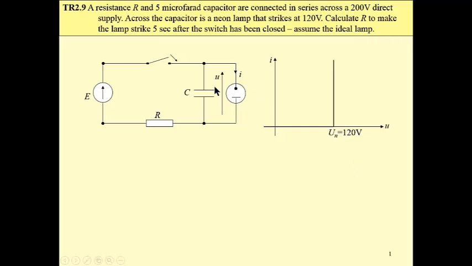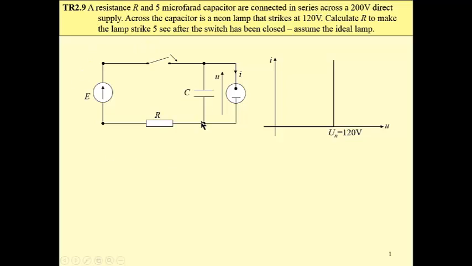We have a neon lamp here. Its I-U relationship is shown at the right side. This lamp strikes at 120 volt, which means that below this voltage this resistance is infinitely large. Then we have a voltage source of 120.